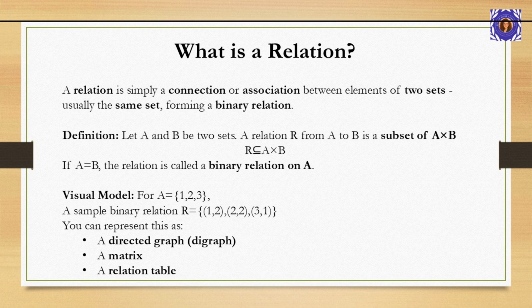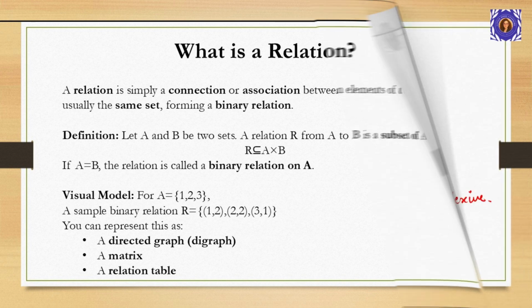Second is the matrix representation. We create a square matrix where entry ij is 1 if (i,j) is in our relation, and otherwise it will be 0. This is particularly useful for computational work. Third, the relation table. A simple two-column table listing all the ordered pairs in our relation. Each representation has its advantages. Graphs help us visualize patterns, matrices enable efficient computation, and tables provide clear enumeration.